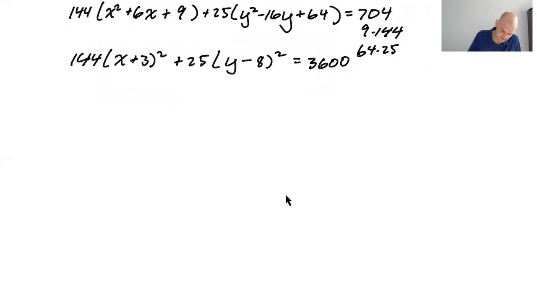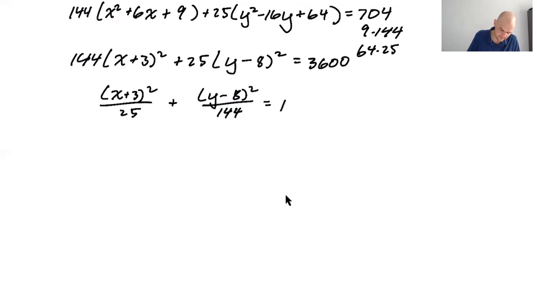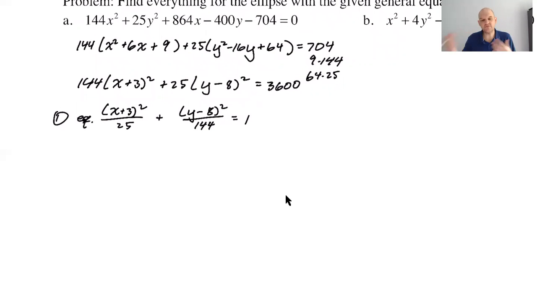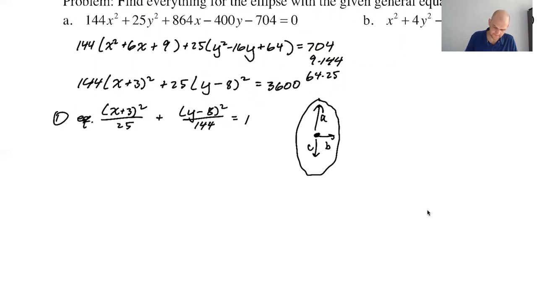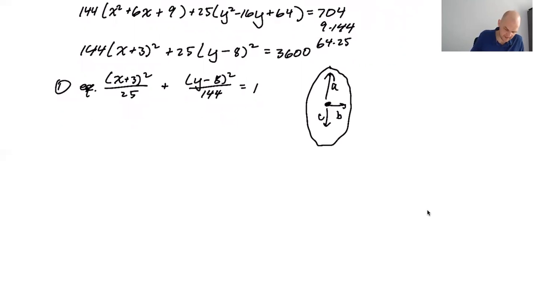Okay, so that means I'm going to divide everything by 3,600, and I'm going to get x plus 3 squared over 25 plus y minus 8 squared over 144 equals 1. So that's number 1. That's my equation. Since 12 is bigger than 5, it's going to be fat in the y direction, so it might be helpful to just sketch that. This will be A, B, C. That can help you to not mess up.